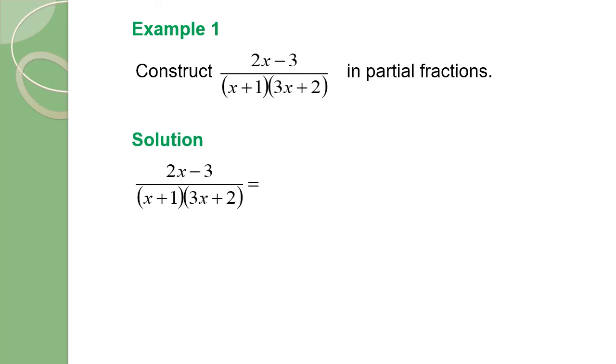Because we have two linear factors, we will have over x plus 1 and over 3x plus 2. So one partial fraction with unknown A, another one with unknown B. What we need to do is just to find the value of A and B. So how to find the value of A and B? The first step that we need to do is to eliminate all the denominators.